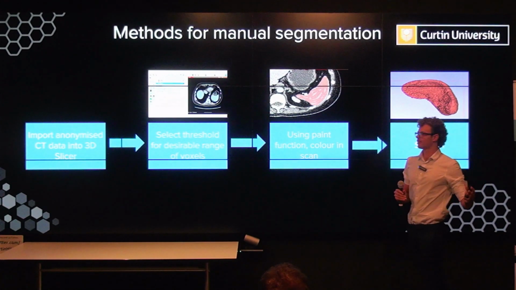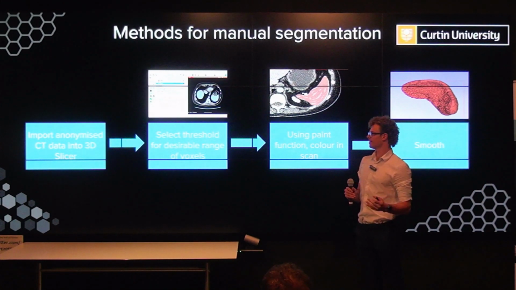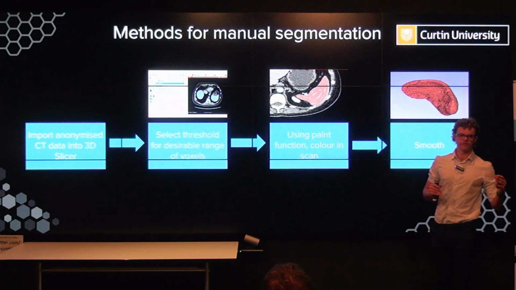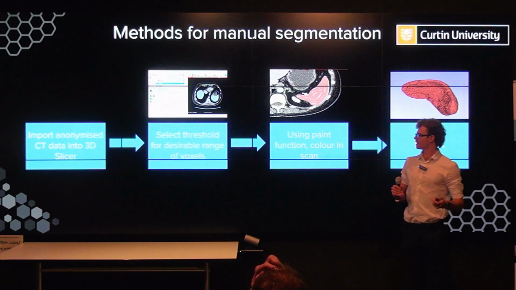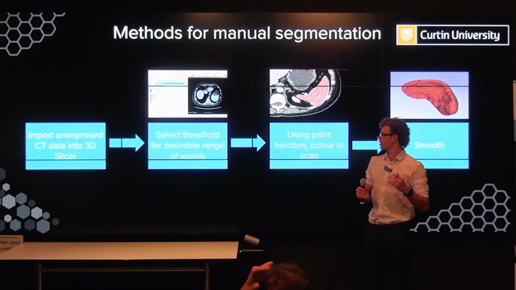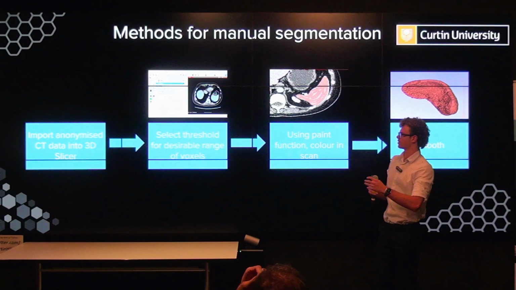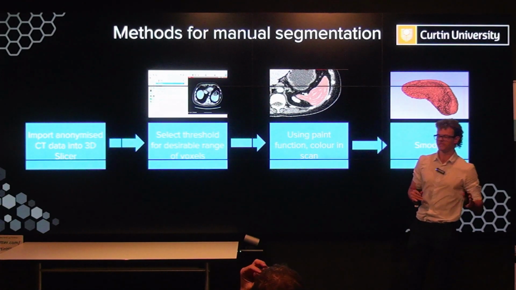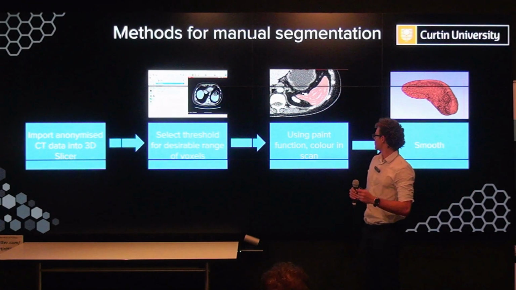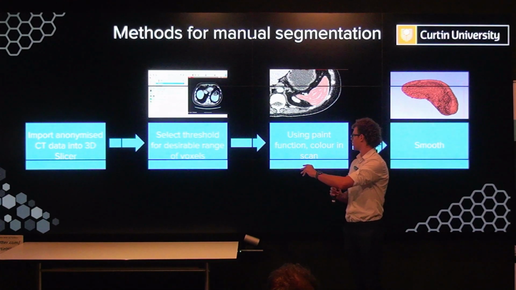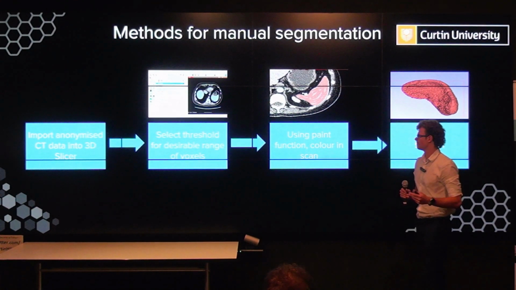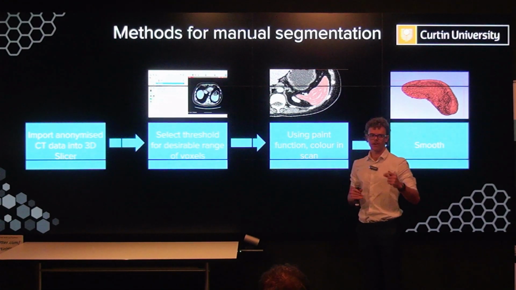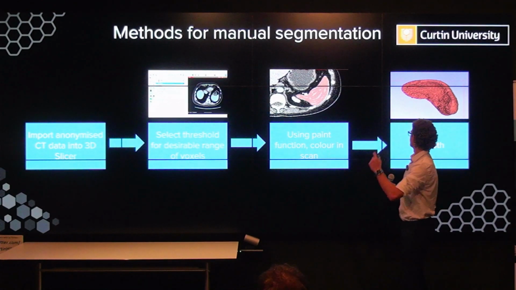Because this is new and it is research, we import anonymized data into a free software called 3D Slicer. Now we're going to do this manually for OP. The first thing we do is select a threshold for a desirable range of Hounsfield units in the voxels. Hounsfield unit is just how grey something is in a voxel. I'm not the guy to be talking about the CT physics, so I won't go into that. Using the paint function with our selected threshold, we then colour in the scan. That's a bit of an oversimplification. Colouring in is the segmentation. We're selecting a desirable voxel to then be used in 3D.